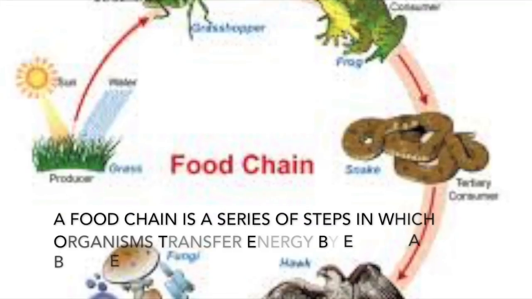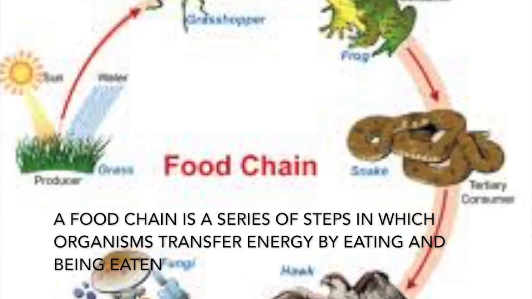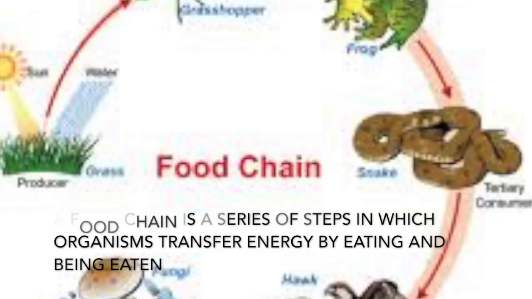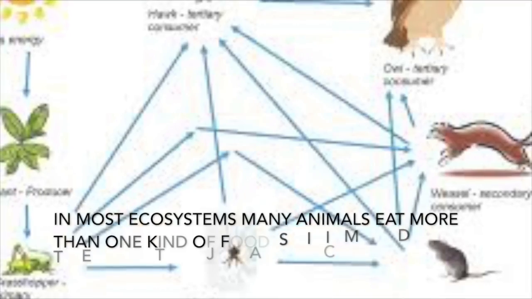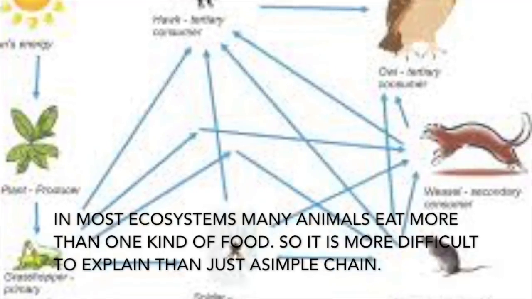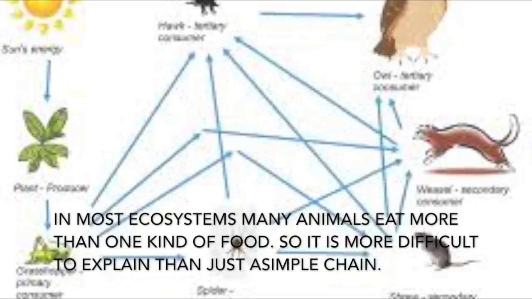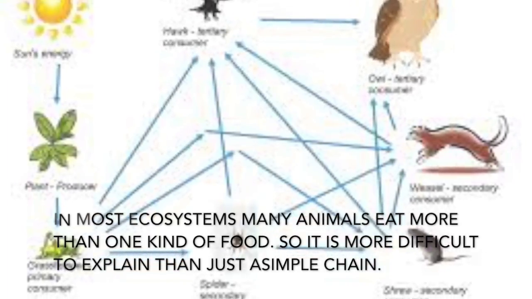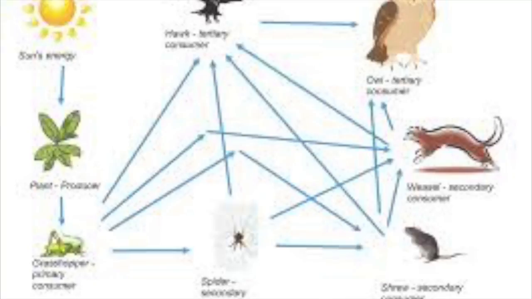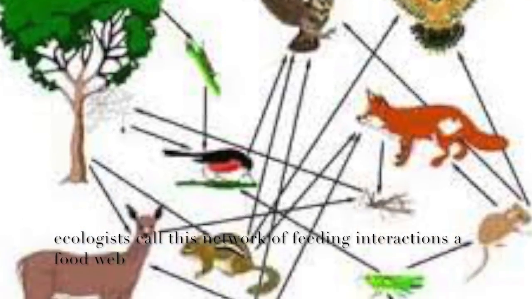A food chain is a series of steps in which organisms transfer energy by eating or being eaten. In most ecosystems, many animals eat more than one kind of food, so it is more difficult to explain than just a simple chain. Ecologists call this network of feeding interactions a food web.